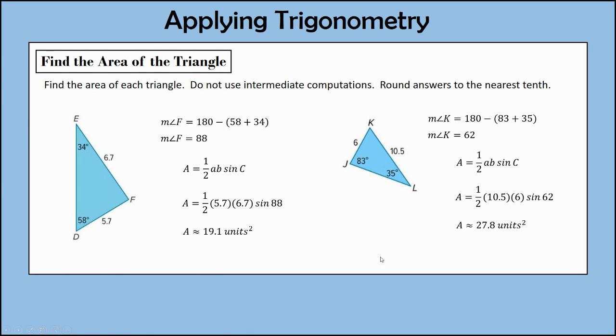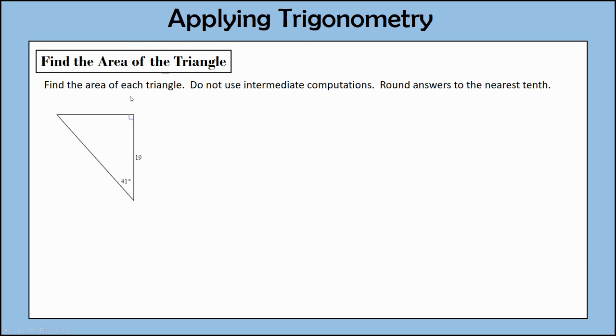Okay, so that's using the new formula to find area. We can also use trig if we're given a right triangle like this to find an unknown side length to help us find area. So if we look at this example, we're told this is a 41-degree angle. It's a right triangle, so I can use my trig on it. And this distance is 19.